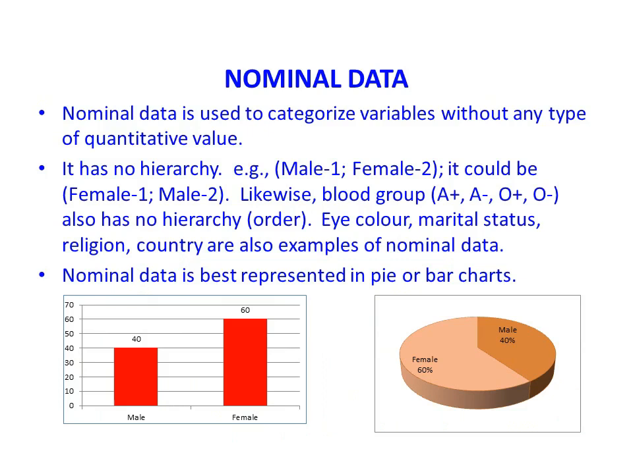Nominal data. Nominal data is used to categorize variables without any type of quantitative value. It has no hierarchy. For example, you can code it as male 1 and female 2. It could be female 1 and male 2 as there is no hierarchy. Likewise, blood group such as A positive, A negative, O positive, O negative also has no hierarchy, order. Eye color, marital status, religion, country are also examples of nominal data. So, nominal data is data which can be categorized but it has no hierarchy, order. Nominal data is best represented in pie or bar charts.